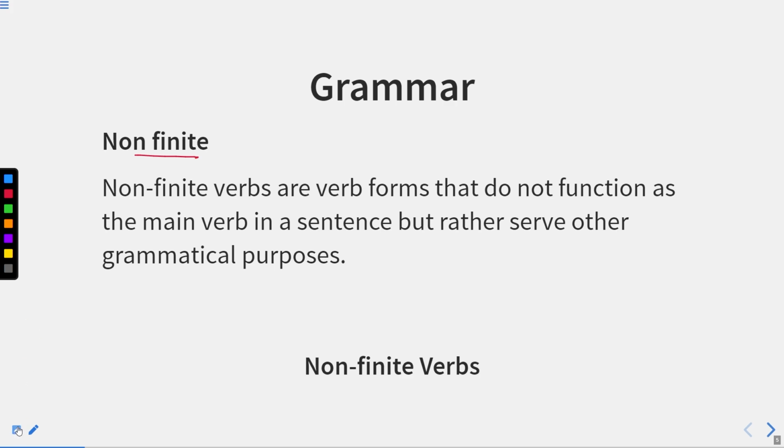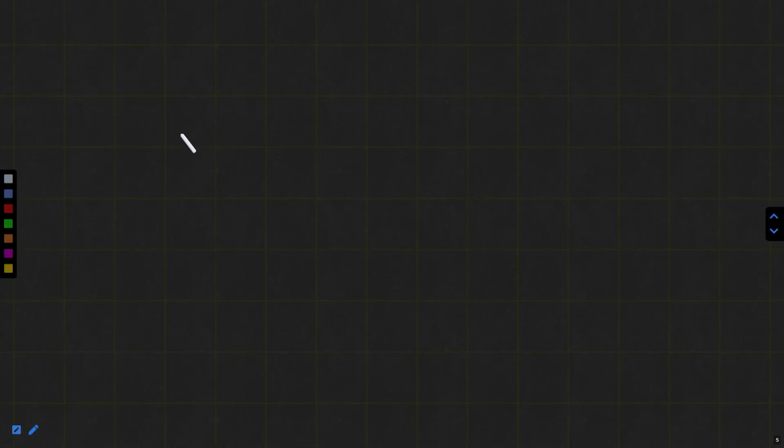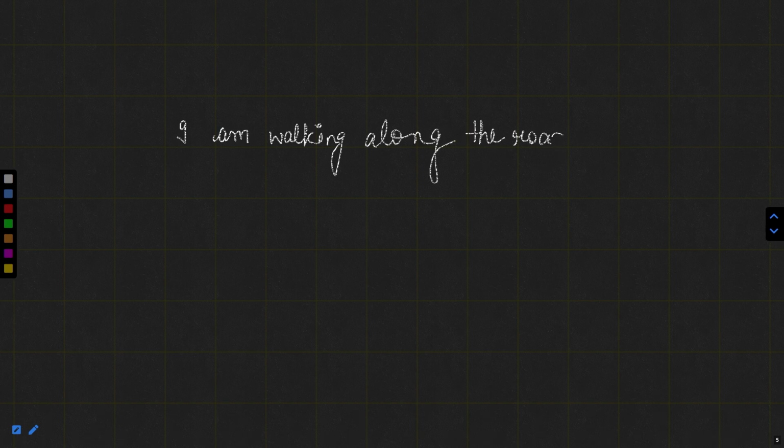For example, let me take some examples. Suppose I say, I am walking along the road. Walking along the road means in the direction of the road only. So I'm walking along the road. Now this walking is showing the action that I'm in a moving position. I'm walking. This is action. So this is a verb, of course.